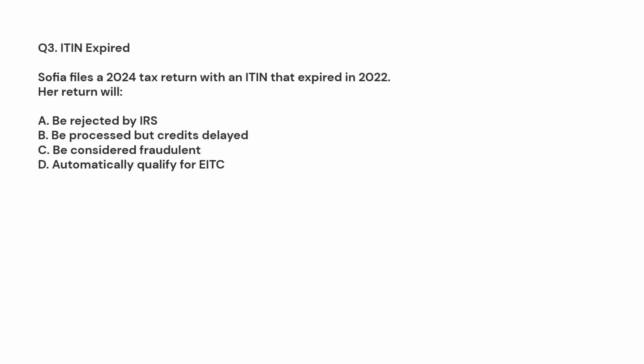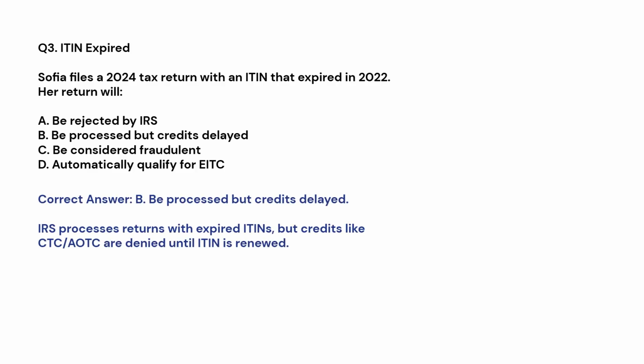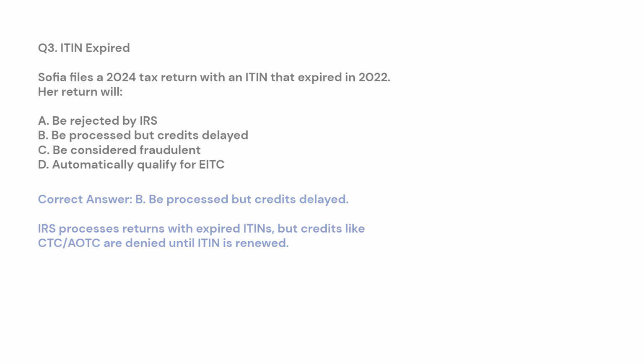Question number 3. ITIN expired. Sophia files a 2024 tax return with an ITIN that expired in 2022. Her return will: Option A. Be rejected by IRS. Option B. Be processed but credits delayed. Option C. Be considered fraudulent. Option D. Automatically qualify for EITC. Correct answer is option B. Be processed but credits delayed. IRS processes returns with expired ITINs, but credits like CTC and AOTC are denied until the ITIN is renewed.